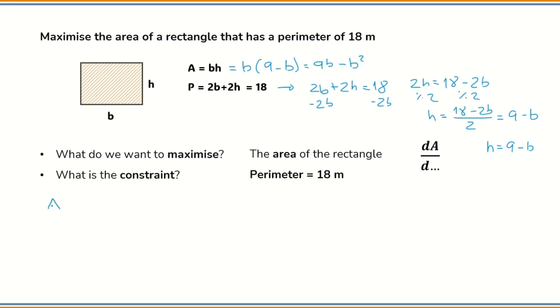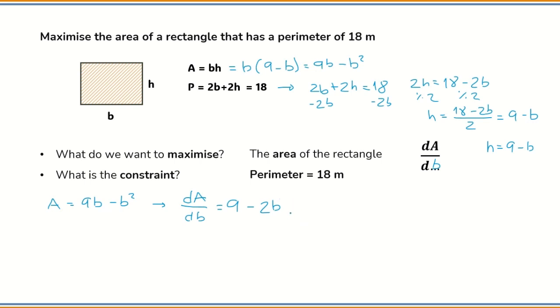So now I have the area with only one variable. And now I will be able to differentiate A with respect to b. dA over dB equals, the power of b is 1 times 9 is 9, b to the power of 1 minus 1, which is 0. b to the power of 0 is 1, minus 2 times b, and b to the power of 2 minus 1, which is 1. I don't need to write it.